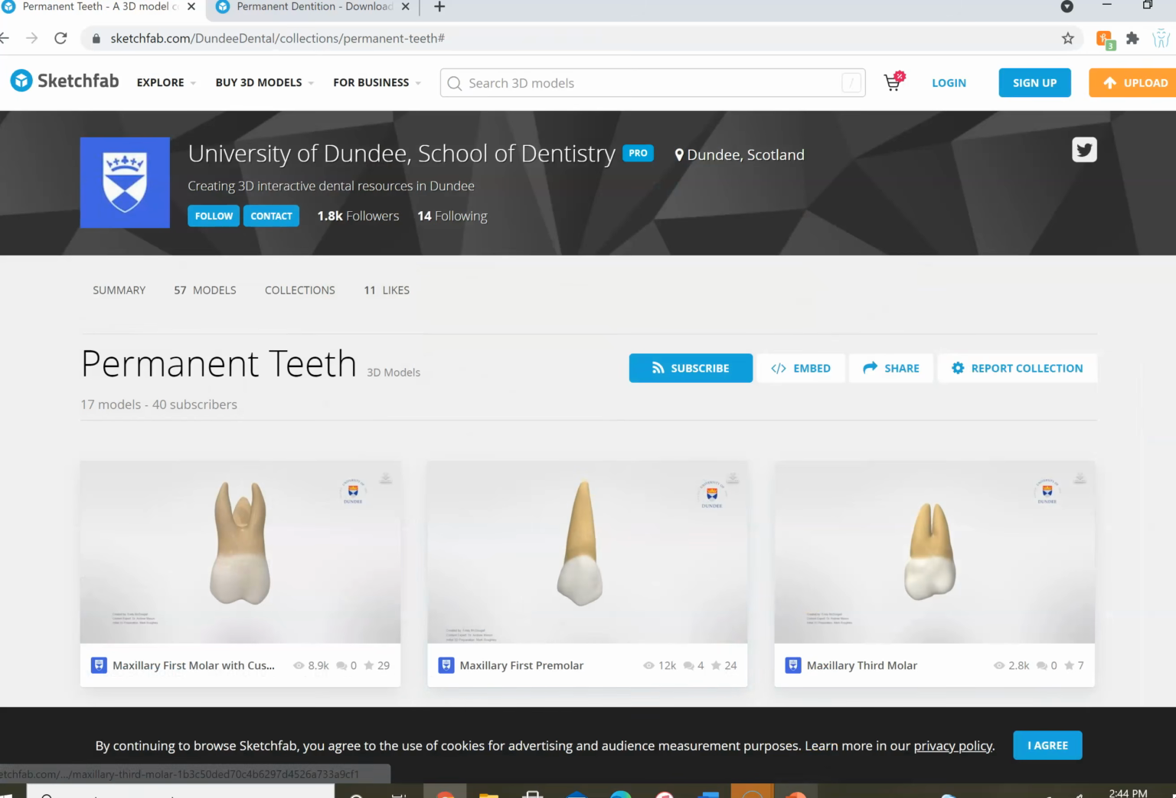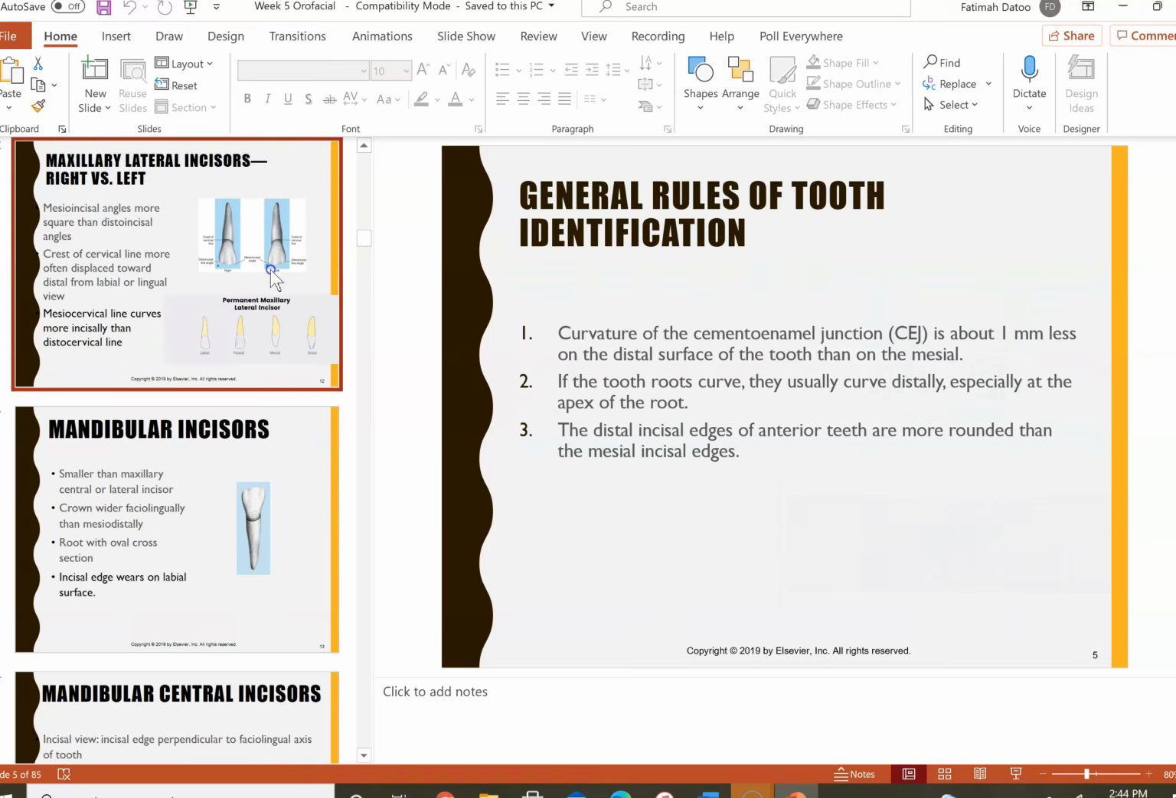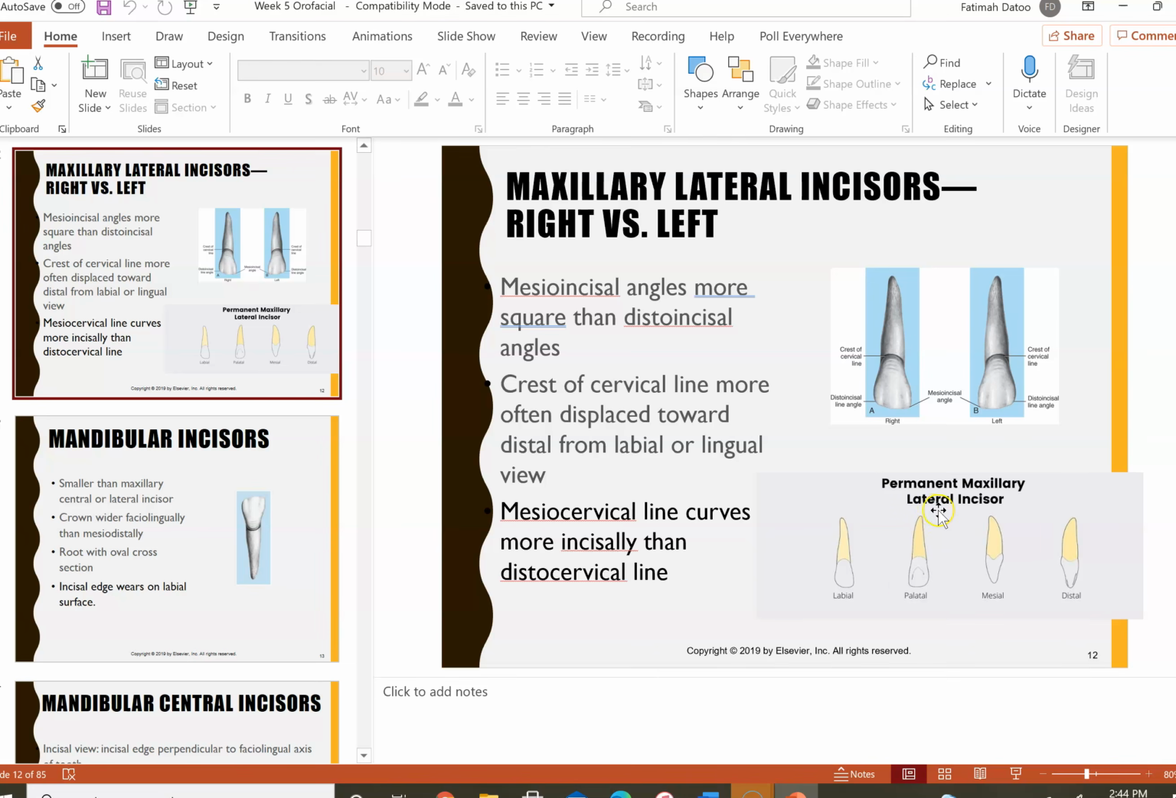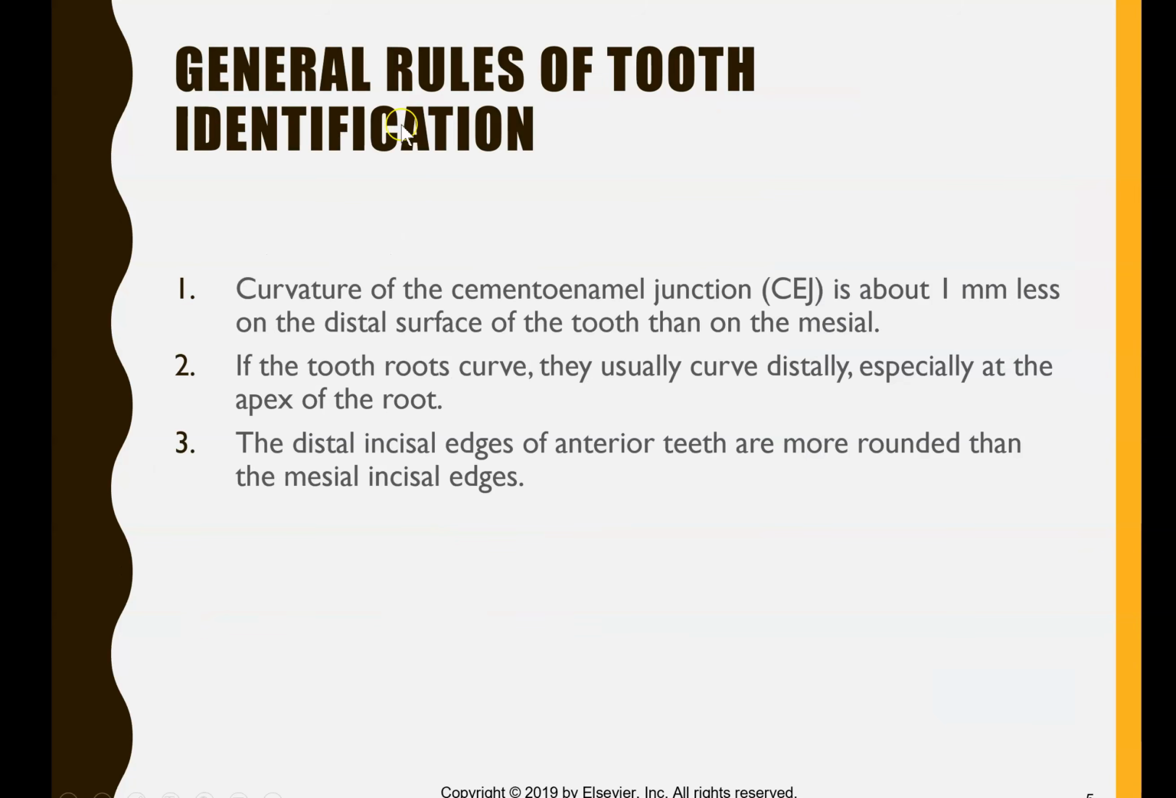If we look at my slide, I'll show you some pictures where we can see this. For example, right here, the permanent maxillary lateral incisor, look at the mesial. Do you see that dip? The mesial has more of a curve at the CEJ compared to the distal. So when you look at a tooth and you don't know which side is the mesial and which is the distal, one trick is to look at the curvature of the CEJ. We looked at the first point: the curve of the CEJ is 1 millimeter less on the distal compared to the mesial, so the mesial is more curvy.